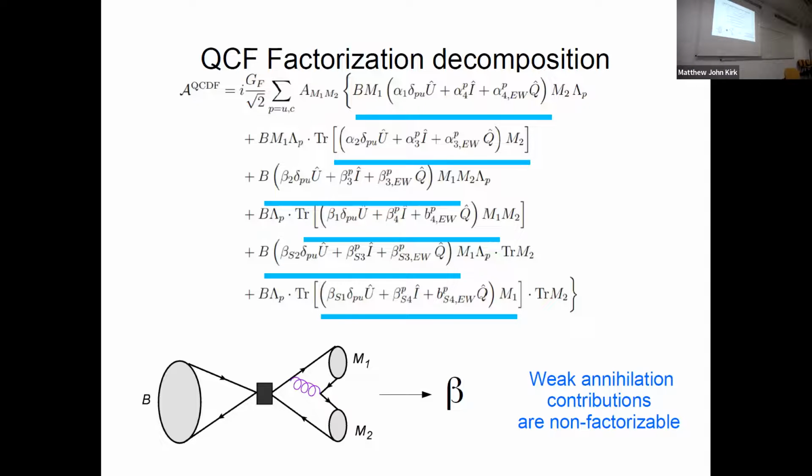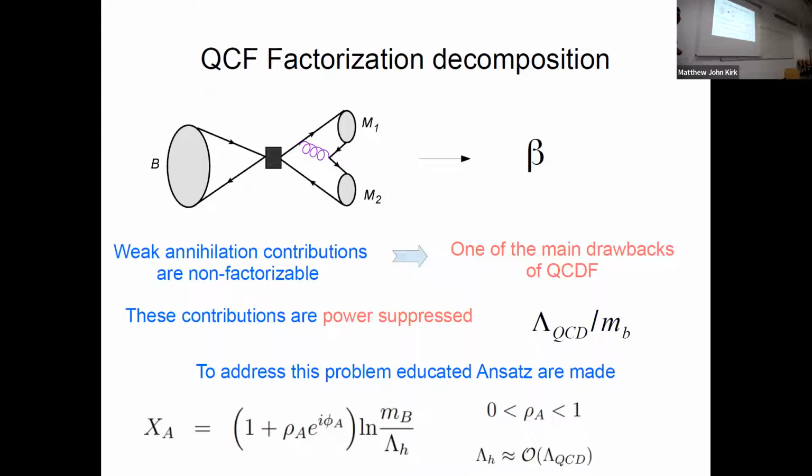That's the problem. So the first thing is that you find arguments to establish that these contributions have to be power suppressed by Lambda over m_b. And what Martin and friends did was to introduce an educated ansatz on how to parameterize this. This is the parameterization they have been using from 2000 and 2003, and it hasn't changed since. That's the problem with QCD factorization: these power corrections, these annihilation contributions.